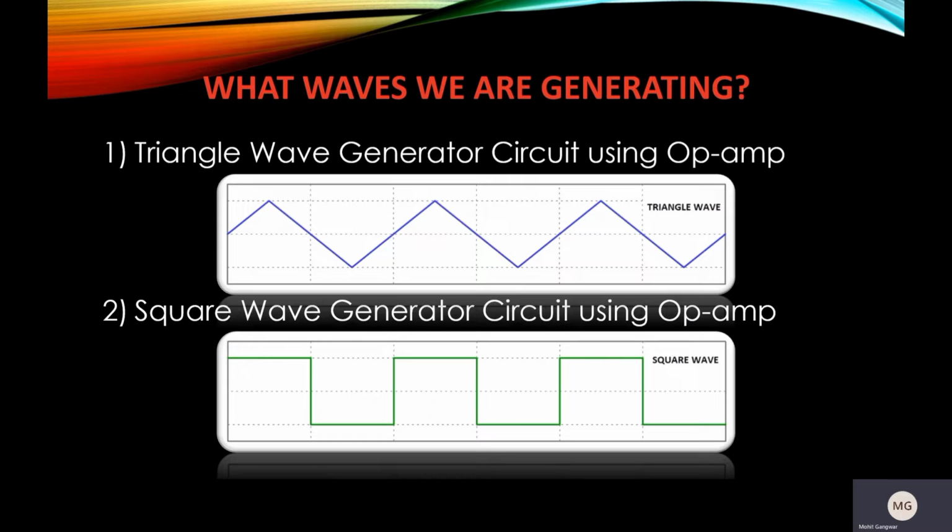The triangle wave consists of a constant rising slope followed by a constant falling slope and resembles a poorly drawn mountain range. While the square wave function is a periodic waveform consisting of instantaneous transitions between two levels, minimum and maximum. In an ideal square wave, these transitions are instantaneous.